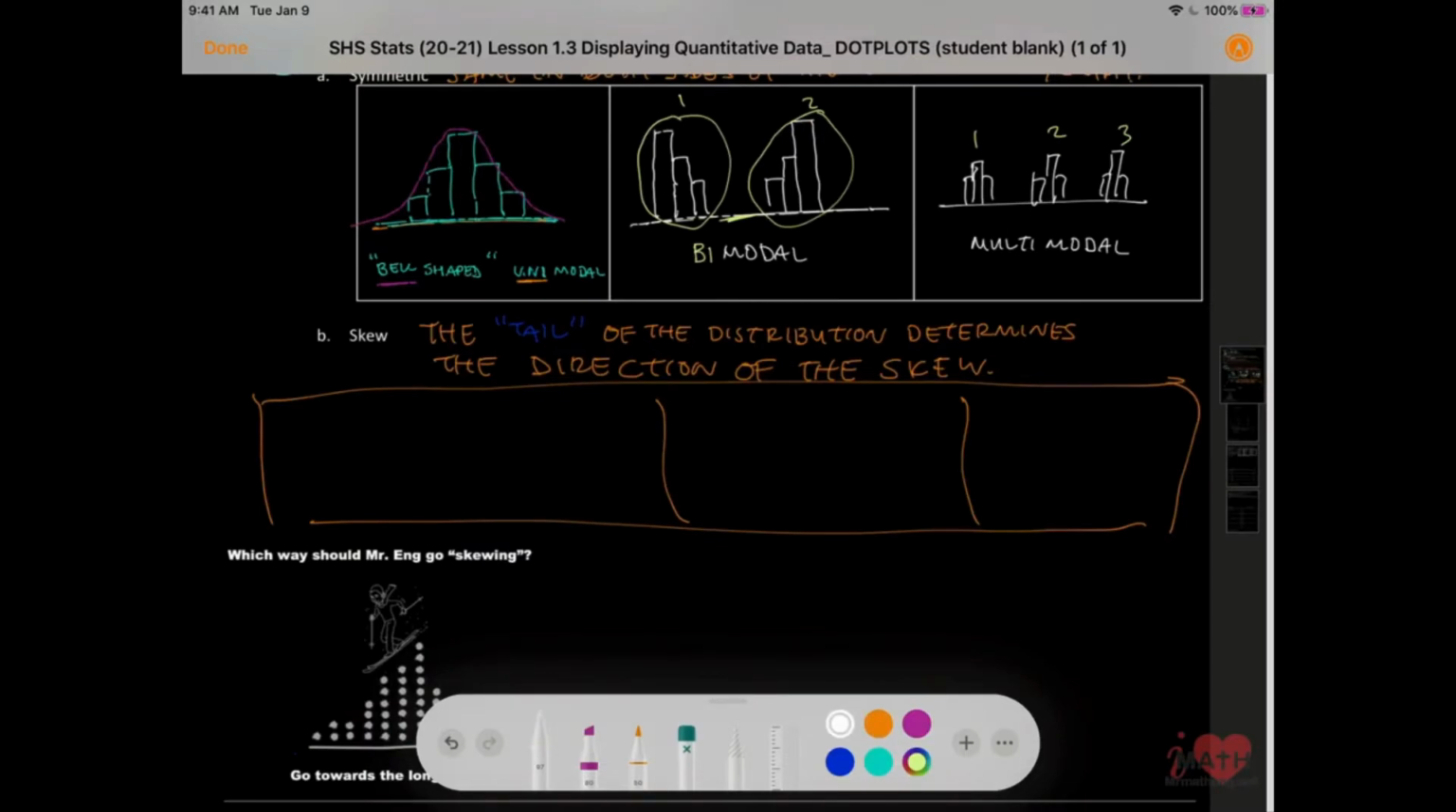So this one, we would say if a graph looks something like this, and the tail is equal on both sides, we would call this one no skew.